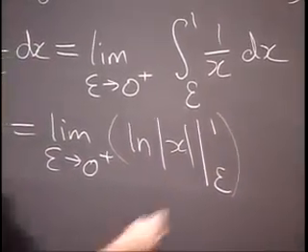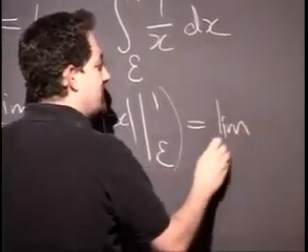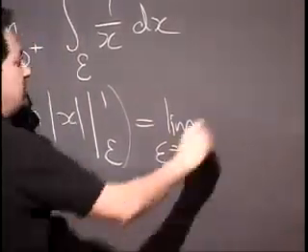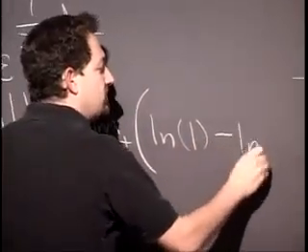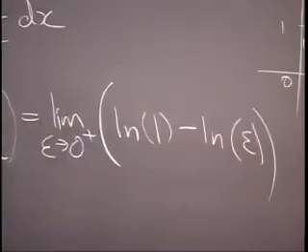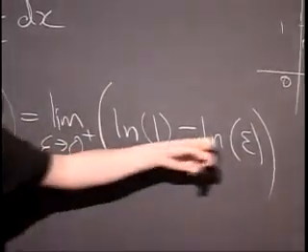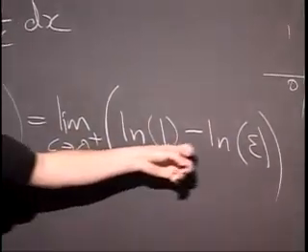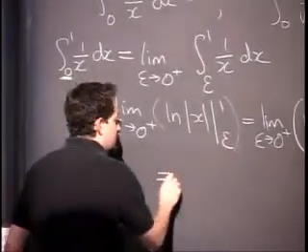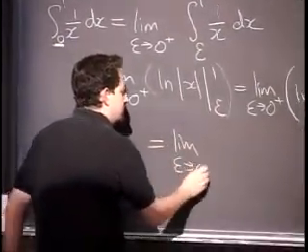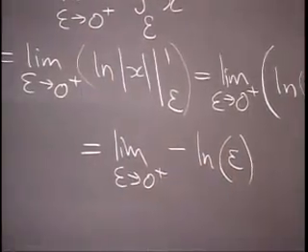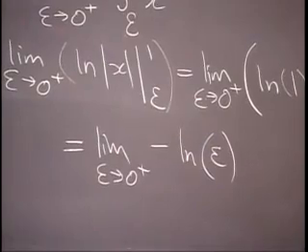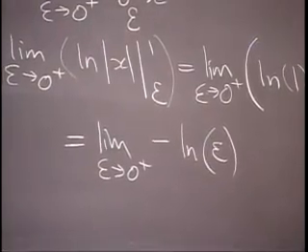So what is this? This is, again, the limit as epsilon goes to 0 from above of log 1 minus log of epsilon. We don't need the absolute values because 1 and epsilon are both positive. Well, log 1 is 0, so this is just the limit of negative log of epsilon. Well, what is log of 0? That doesn't exist, but what's log of a tiny, tiny positive number? It's pretty close to negative infinity.